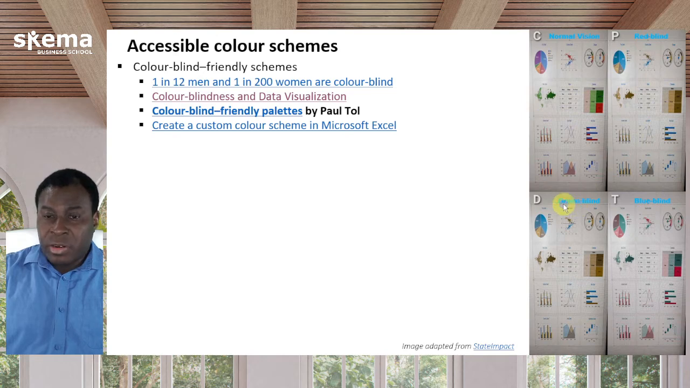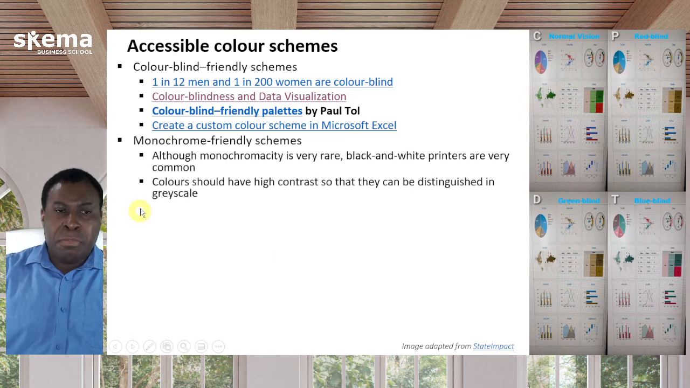And there's green color blindness. This is how they would perceive the same picture. And this is blue color blindness, which is the rarest kind. But you can see here that a lot of these colors they would not perceive. So being aware of these different kinds of color blindness can help us choose colors that are visible or distinguishable by as many colorblind people as possible.